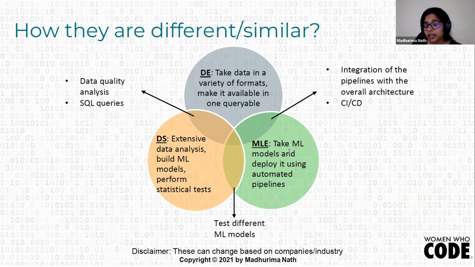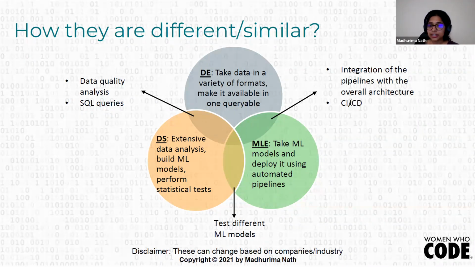Data engineer and machine learning engineer also work closely because the pipeline that a machine learning engineer has developed needs to be tied up with the pipeline that a data engineer is developing. So it can't be just two separate things. You need to bring everything together.